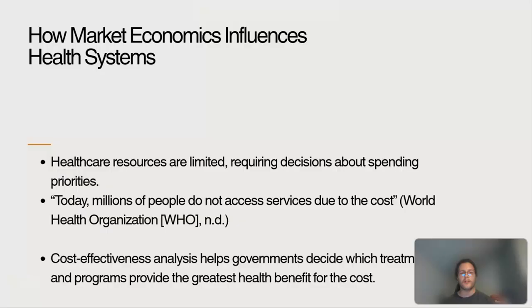This is often done through cost-effectiveness analysis, which helps governments decide which treatments and programs provide the greatest health benefit for the cost. Today, millions of people do not access services due to cost. Therefore, it is really important for governments to determine what they can get for a particular budget that can help the most amount of people. For a lot of countries, this includes smoking cessation programs, vaccination schemes, and in-school public health education.